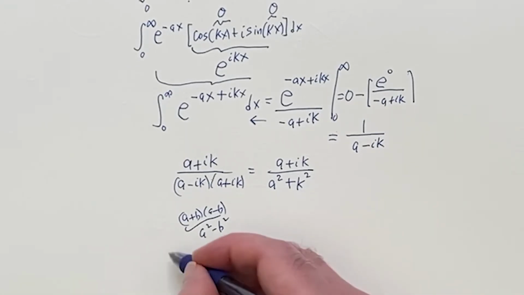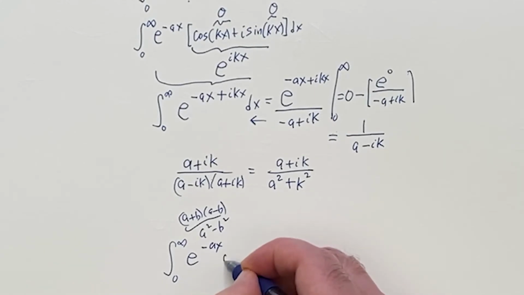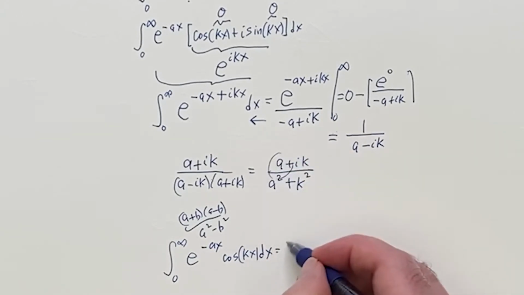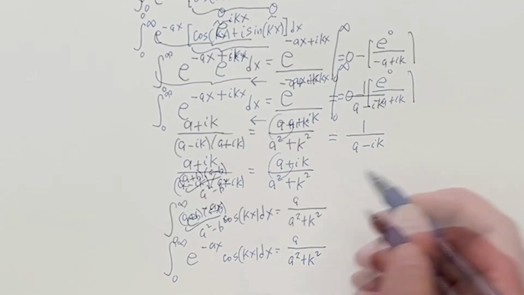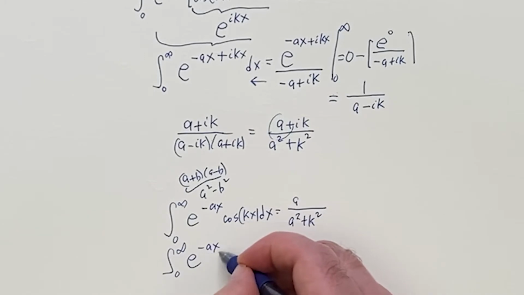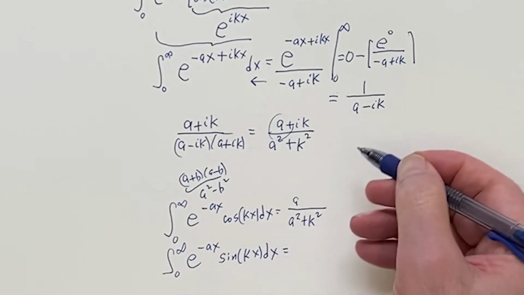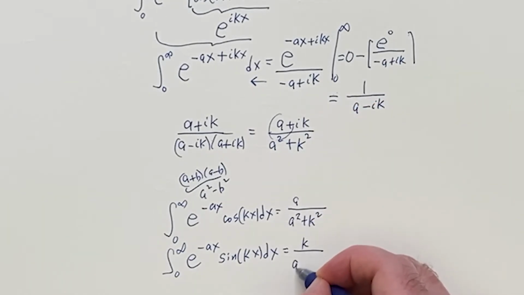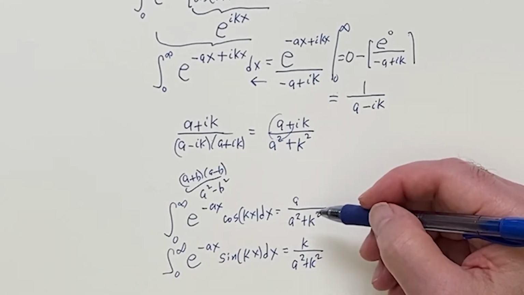So that means the integral here with the cosine, which is real, has to be the a part, a over a squared plus k squared. And the integral of e to the minus ax times the sine, and we got a bonus, we got another integral here, will be the imaginary part, k over a squared plus k squared. Got two integrals done for the price of one.